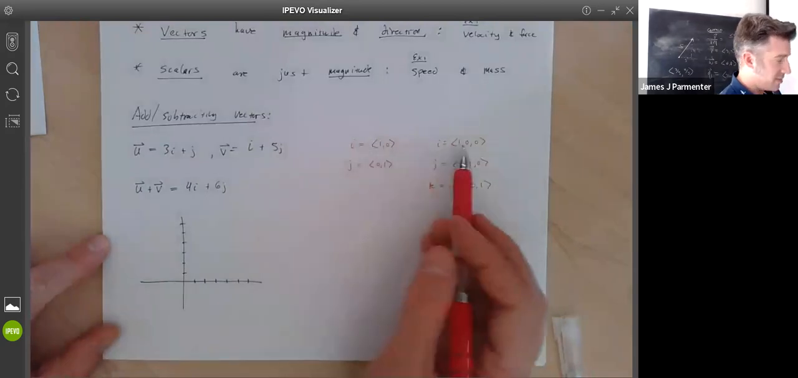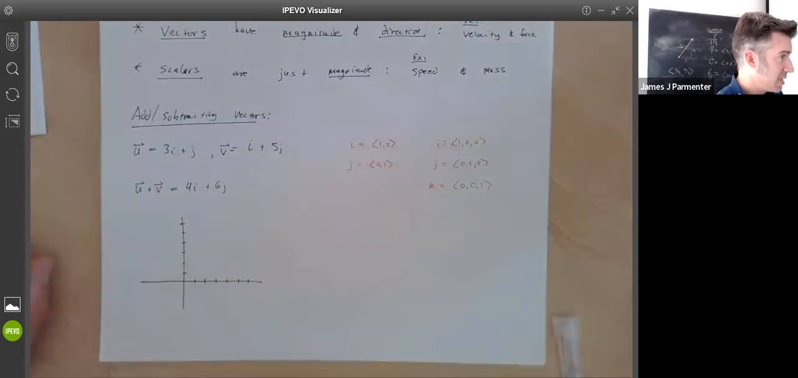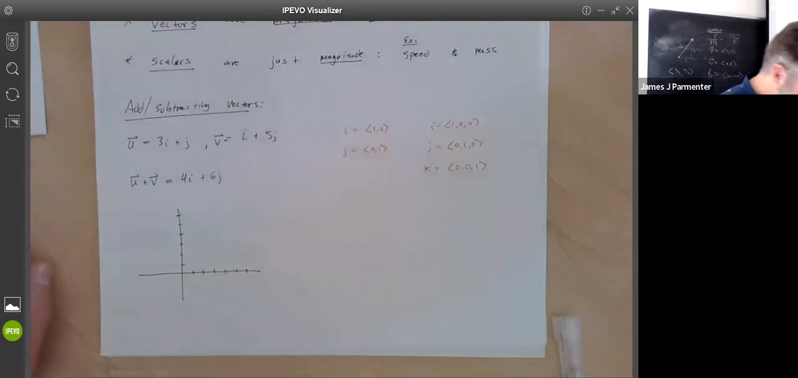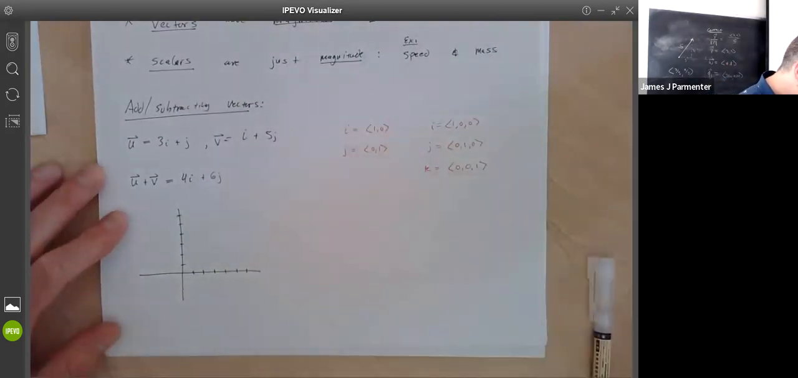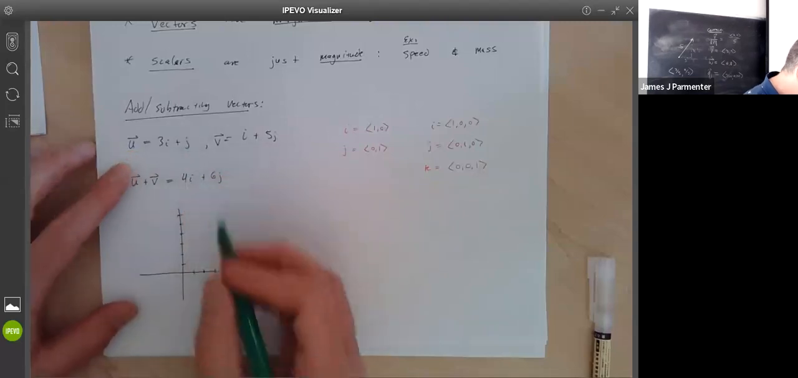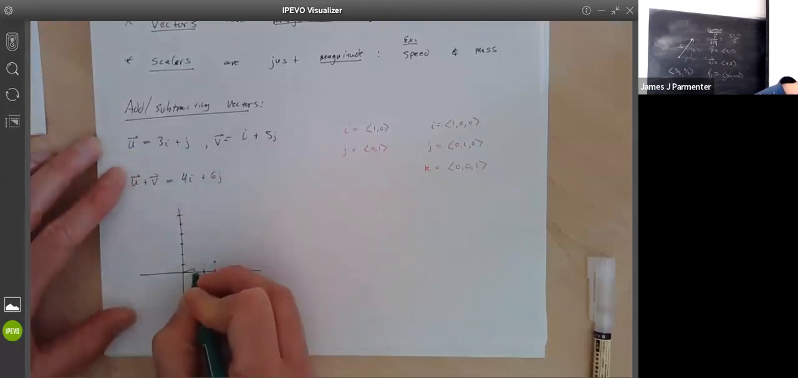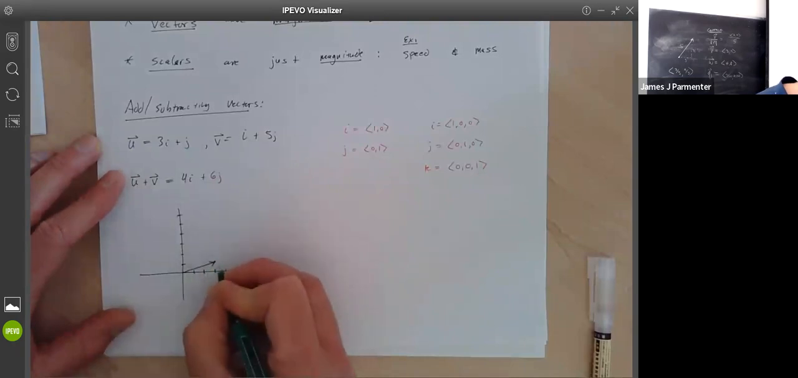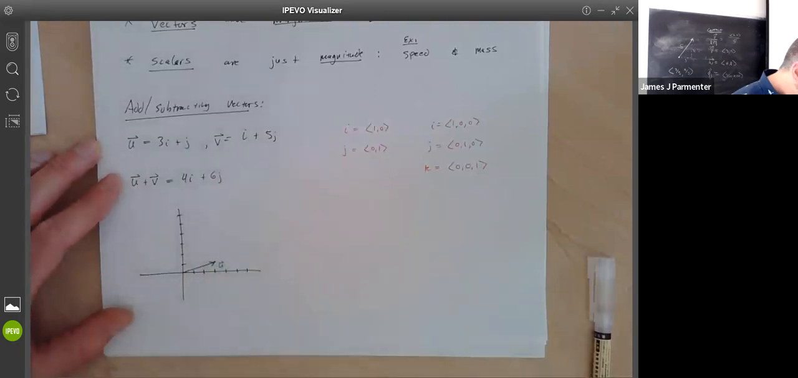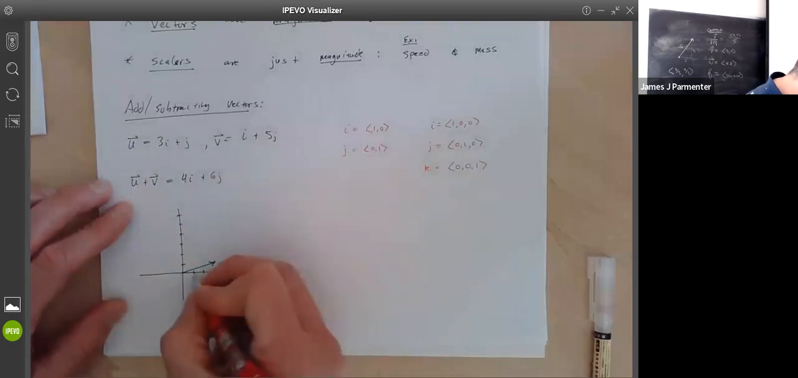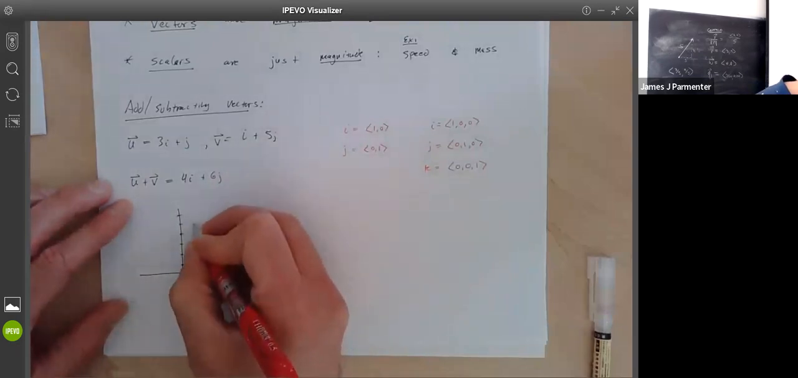We would say that these i's are the same because they both go 1 in the x direction. Just this one, you didn't write the third component of it. So if I'm going 3 in the x and 1 in the y, I'm going over 3 up 1. So I'm going to end here. There's my u vector. On the other hand, v, I'm going over 1 and up 5.